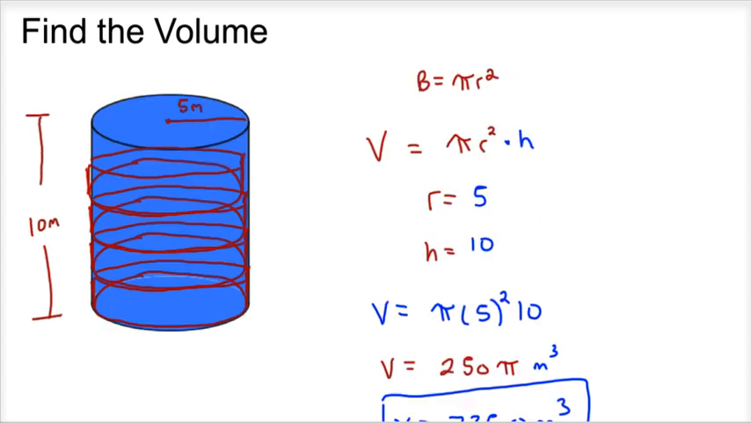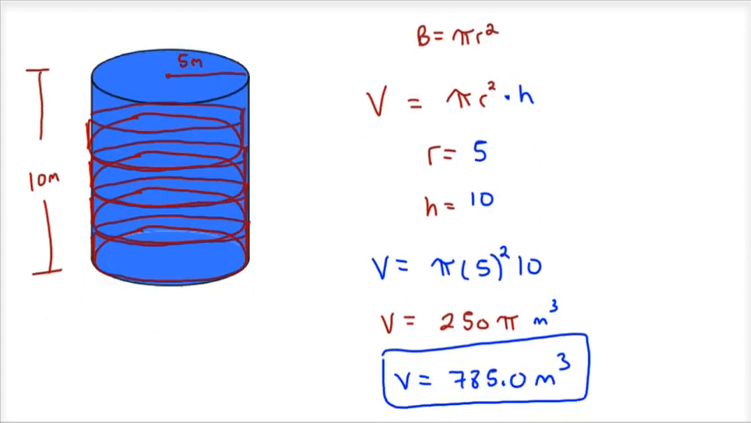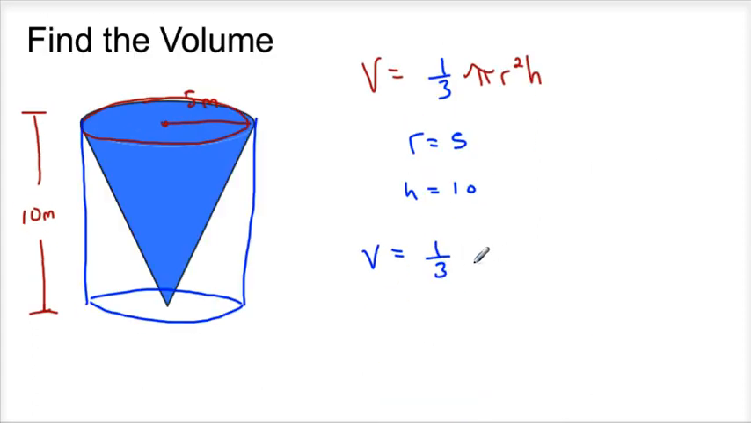Times, the answer we got before was what? 785, so 1/3 times 785, and we get an answer of what? So this is 785 times 1/3, or 785 divided by 3. What do we get here when we divide this? 261.6 repeating, or if we want to round this to the nearest tenth, we'll say 261.7 meters cubed.